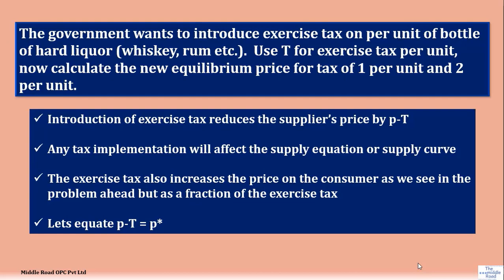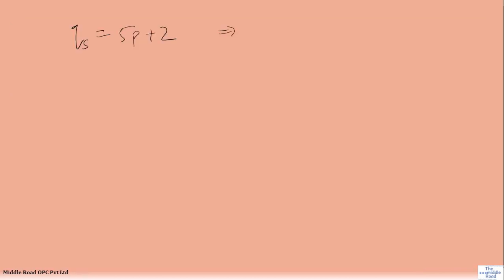We'll go to the next part. Government now wants to introduce this excise tax. See, cigarettes, for example, are heavily taxed in Singapore or in Europe. We are going to be putting a tax per unit. Whenever you take a tax per unit, it actually reduces the supplier's price, because it is at the production. Our price goes to P minus T. We are going to substitute this into the equation and get the new equation.